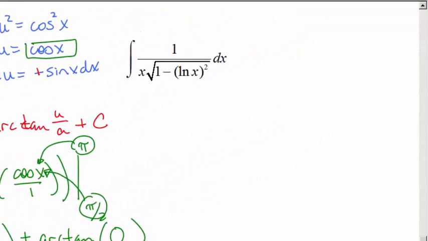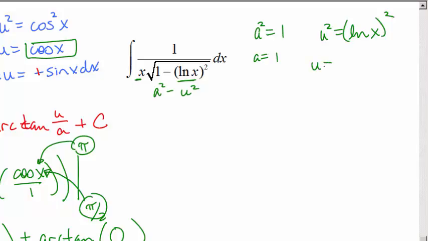Let's look at this last example. As I look at this, again I have this variable outside. Oh, I've got this natural log of x. Kind of looks like secant, kind of like that other one, except that it's got a squared minus perhaps u squared. So that's really inverse sine. So let's see what happens. So we have a squared is 1, a is 1. u squared is the natural log of x squared. So that's u. So du would be 1 over x dx. Aha! So that is exactly what I have here.